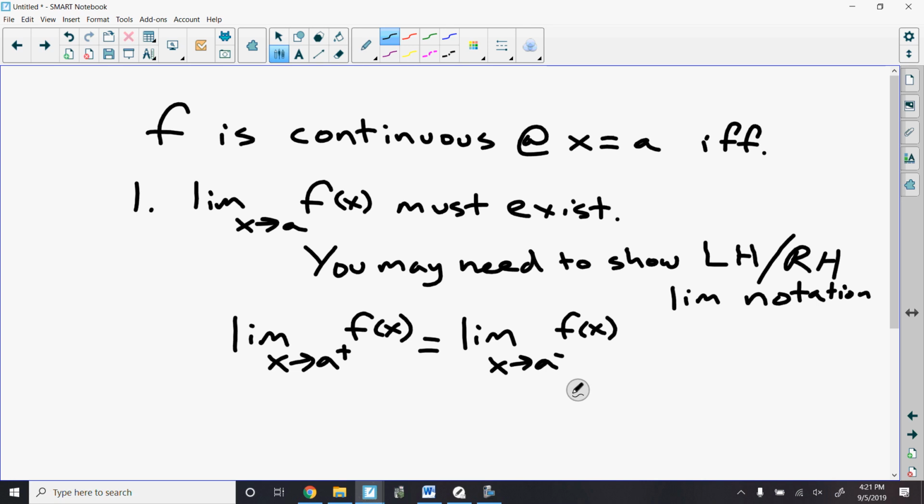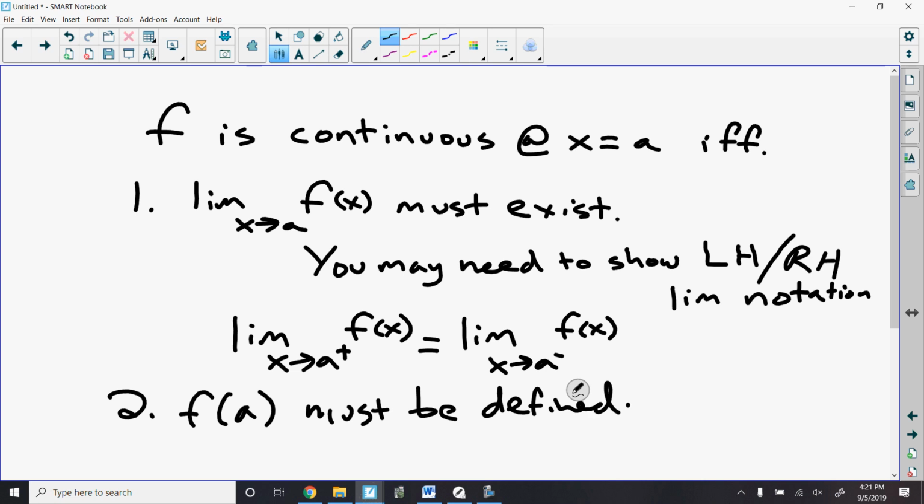Step 2, f of a must be defined. So the function must be defined at that point. If the function is undefined at a, then the function is not continuous. And then step 3, f of a must equal the limit as x goes to a of f of x. We need to know those 3 steps, and we need to be comfortable using the notation for those steps.